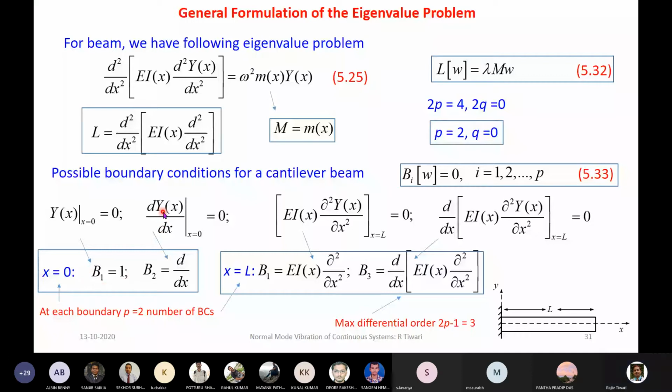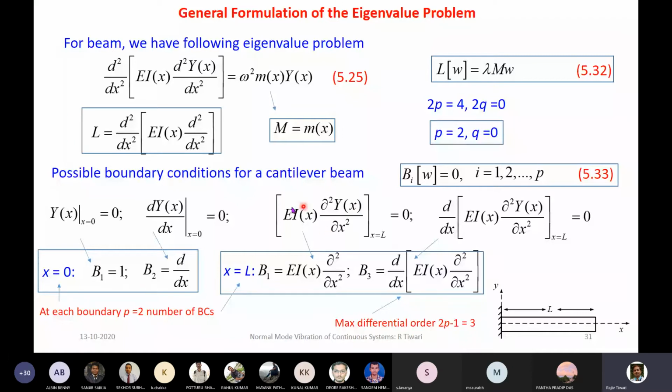Here this is B2 because I is equal to 1 to P, and P is 2. So for I is equal to 1, we have already written B1. For I is equal to 2, B2 will be this differentiation, d by dx. So at x is equal to 0, we have this boundary condition where B1 is 1, B2 is single derivative. Now at x is equal to L, at the other boundary, we have these two boundary conditions.